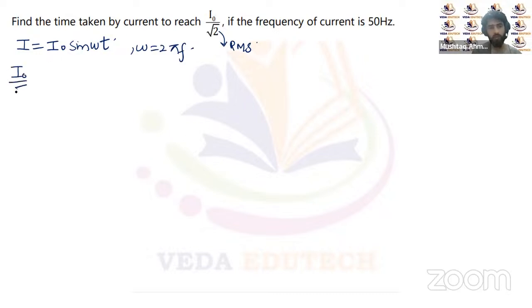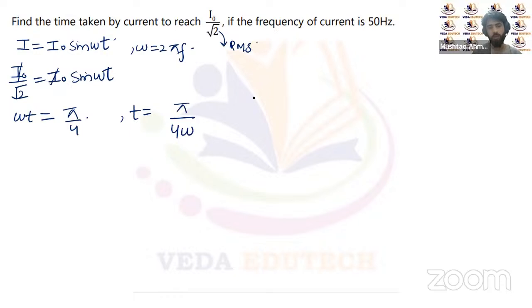So I naught by root 2 will be equal to I naught sine of omega t. From here I naught and I naught will get cancelled, so sine of omega t is equal to 1 by root 2. It means that omega t has to be equal to pi by 4. So the value of t will be equal to pi upon 4 times omega.